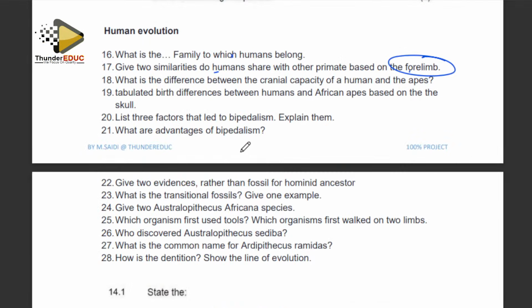We got the next question. What is the relationship between the cranial capacity and the intelligence? What is the difference between the cranial capacity of humans and apes? Basically here the cranial capacity, in the case of humans, is a little bit larger compared to the apes. But how is that related to the intelligence? Apes have a small cranial capacity. So the more cranial capacity you have, the more brain cells you can accommodate, you understand? And the more brain cells, the higher the intelligence.